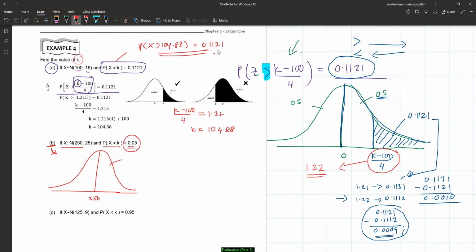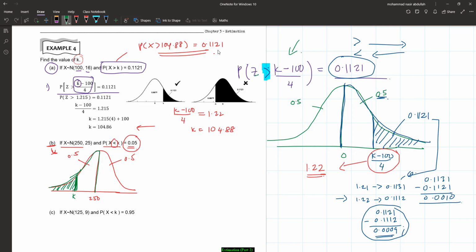So remember this area covers 0.5. This area 0.5. So less than means to the left. So to the left you should cover this area. This area to the left. Right? So we see here the area they cover is 0.05, which is not greater than 0.5. So the area that we want to find is somewhere here. So this is the value of K, right?